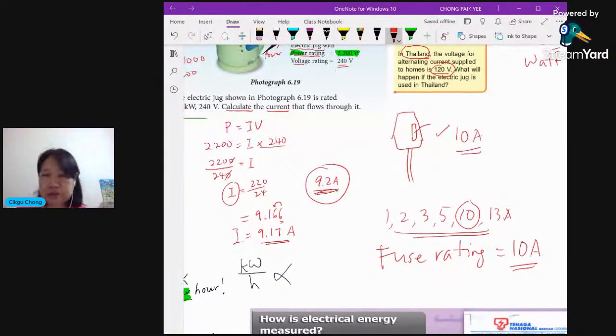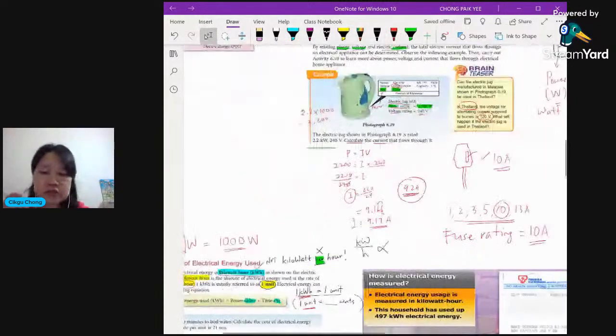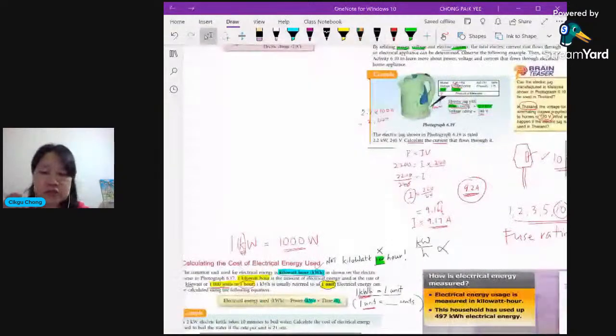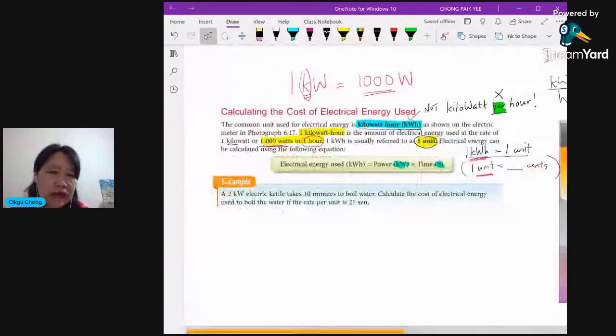Now, we have done fuse rating. Now we go straight to how to calculate your electricity bill. Your electricity bill is dependent on what you use. Like I said, if you switch on your aircon 24 hours a day, what happens at the end of the month? Your father's going to scream at you, right? Your mom is going to scream at you. If you switch on for 24 hours a day, the bill will be very high.